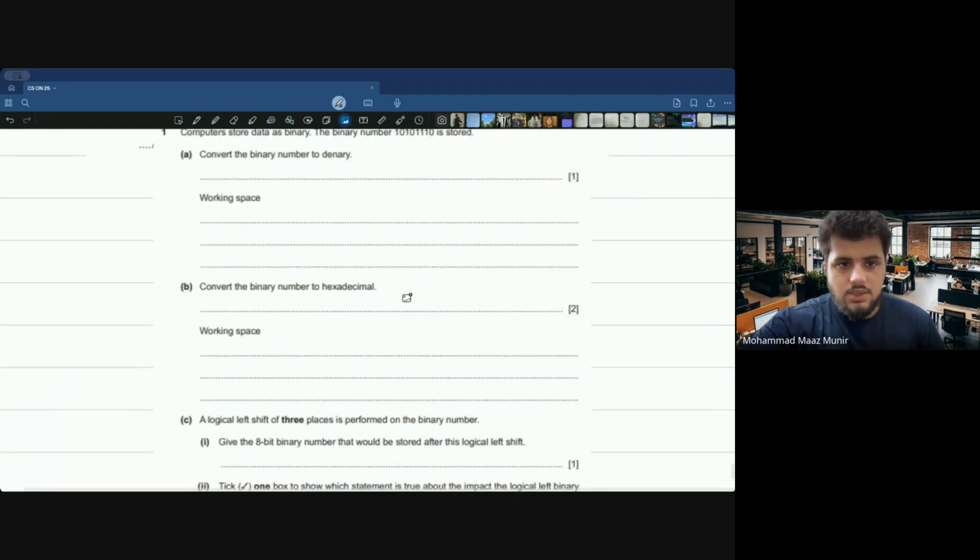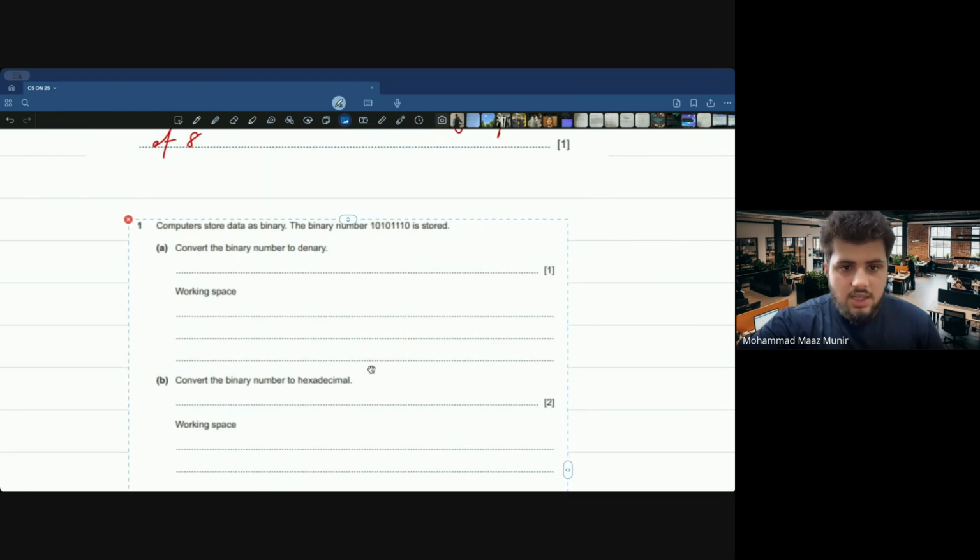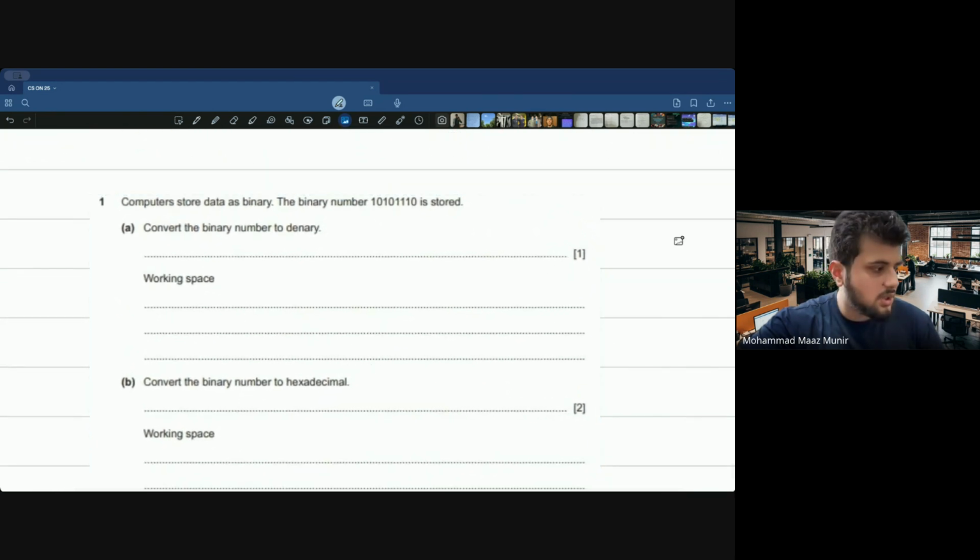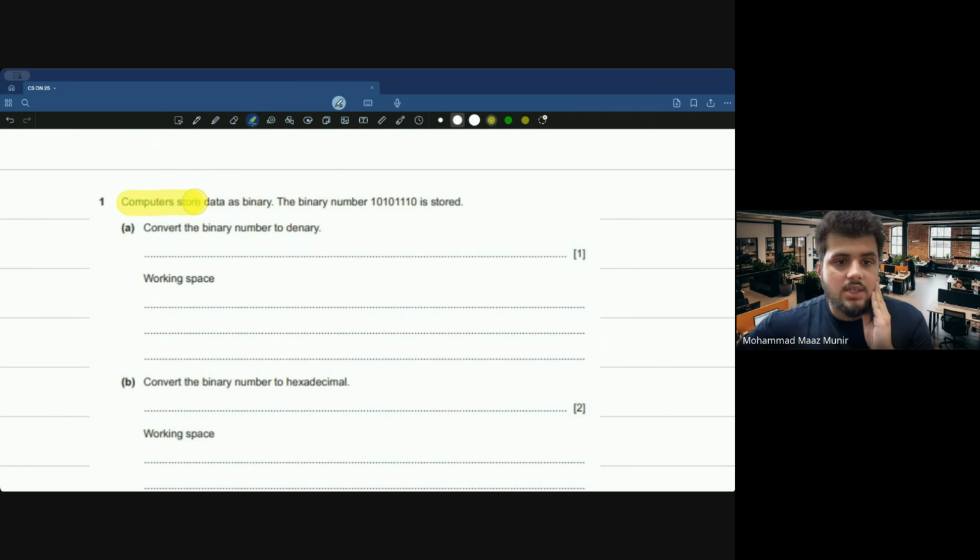So the question says the computer stores data as binary. Can you guys clearly see the question? Yes or no? Okay. The computer stores data as binary. The binary number used is 1010110. Now the first question: convert the binary number to denary. Simple, easy, 1 mark. How am I going to do that?